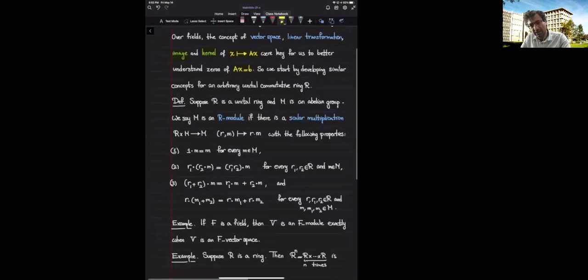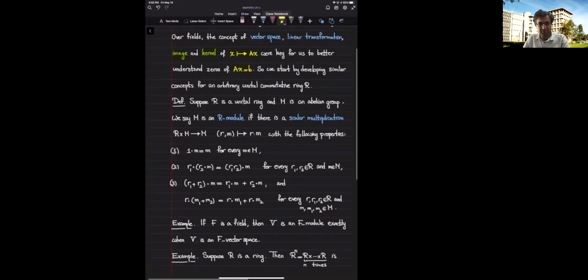In a vector space, we have a set of scalars. In that case, it was a field. And we have an abelian group, V. And there is a scalar multiplication between the set of scalars, the field F, and the abelian group that we have. And this scalar multiplication had certain properties.